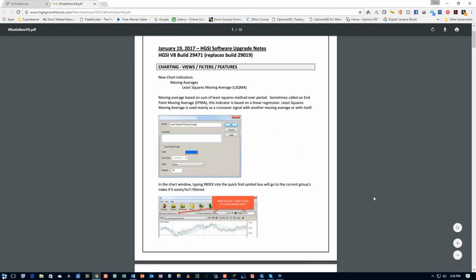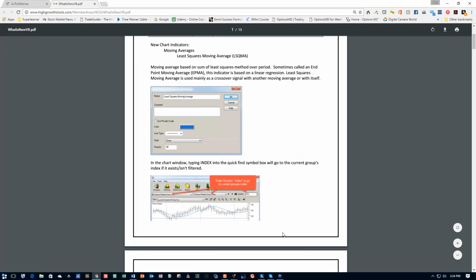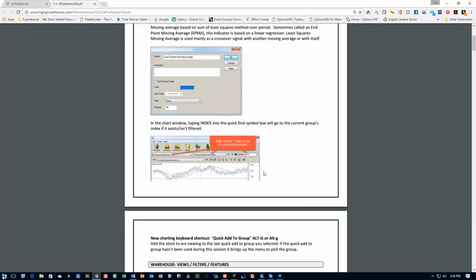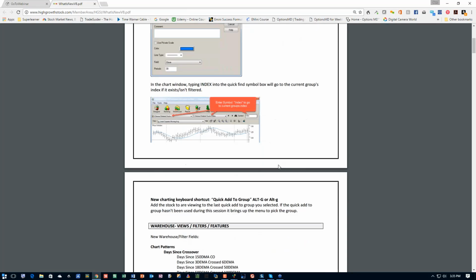Now, a customer requested what's called the least square moving average, and you can see that there is an illustration here or a chart, and what it does is Matt told me it's more responsive than the average moving average. So I haven't implemented this yet, but I'm thinking maybe a good use for this would be in some of the analysis of HGSI indexes, the indexes that are created when we do our updating. So I'm not going to spend any time on that.